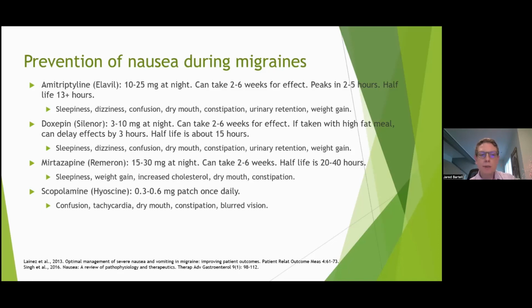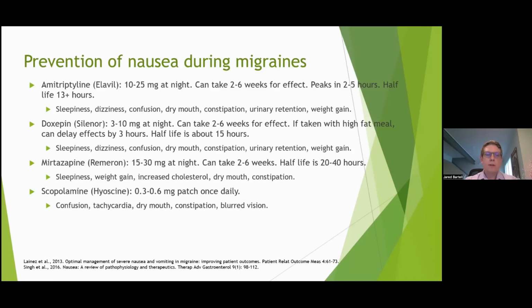This one, like the rest of them, can cause a lot of sleepiness, drowsiness, confusion, dry mouth, constipation. It can be hard to initiate urine. It can also cause some weight gain. But this one, out of all of them, actually has the strongest evidence for migraine prevention specifically. And this is one of the first line medicines that we use for migraine.